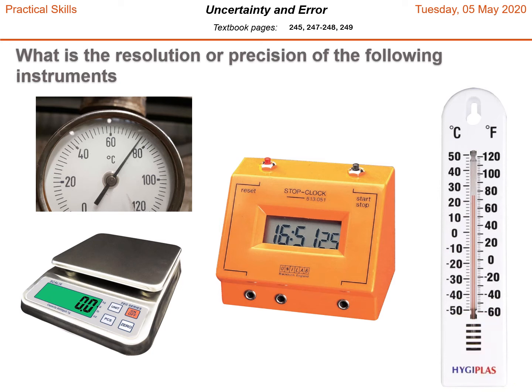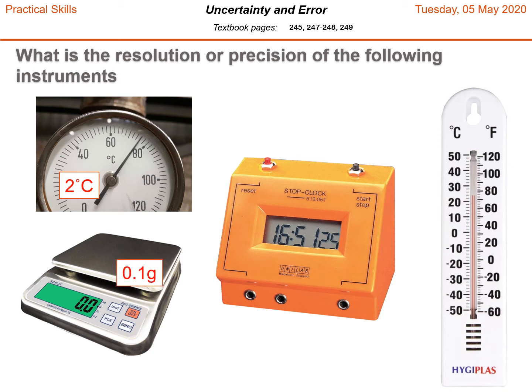So hopefully you'll have had no problem with these answers here. The first on this rotary temperature gauge is 2 degrees, because that is the division between each of the graduations. We can see that between 60 and 80 there's a difference of 20 degrees centigrade, and we're able to count 10 gaps, 10 graduations. So 20 degrees centigrade divided by 10 obviously gives 2 degrees centigrade.